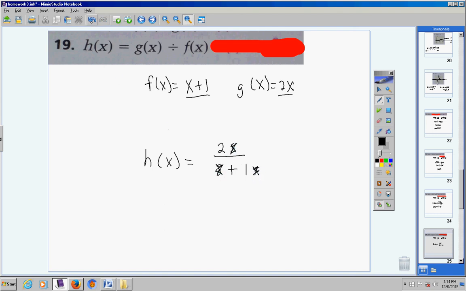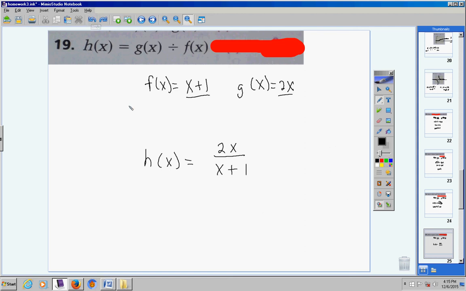Or if we had, some students would see like a 2 here and want to cross off the 2's and be left with x over x plus 1. Okay? And that's not right.